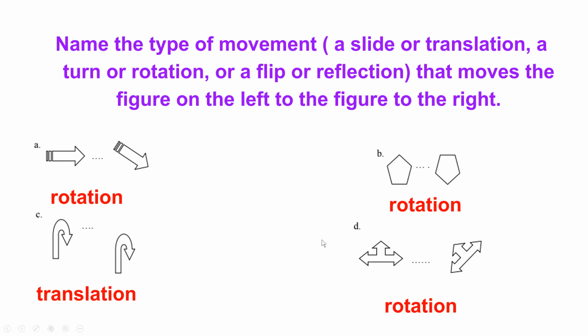A, it's a rotation, change of direction. B is a rotation. It's very tricky. A lot of students write reflection. It's actually incorrect. If it was a reflection, this figure here, this pentagon, would be right under, and that would be a flip or reflection. C is a translation. D is a rotation.